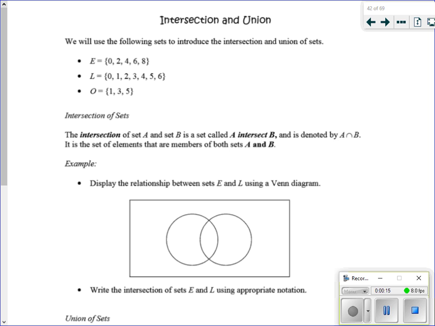Okay, and this is where you'll see the work that we've done on circle logic with the Venn diagrams come into play. So we have three different sets that we're going to use as we talk about what intersection and union of sets is all about. That's set E, which consists of the elements 0, 2, 4, 6, 8. Set L, which consists of the elements 0, 1, 2, 3, 4, 5, 6. And set O, which consists of the elements 1, 3, 5.